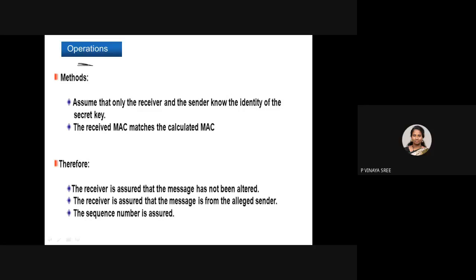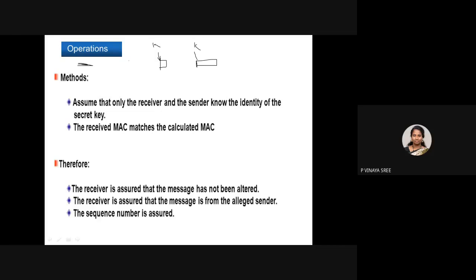In this operation, the sender and the receiver, before calculating a MAC, must know the secret key K. So assume that the receiver and sender know the identity of the secret key. Okay. So next is whether the received MAC matches the calculated MAC. What does it mean that the received MAC matches the calculated MAC?